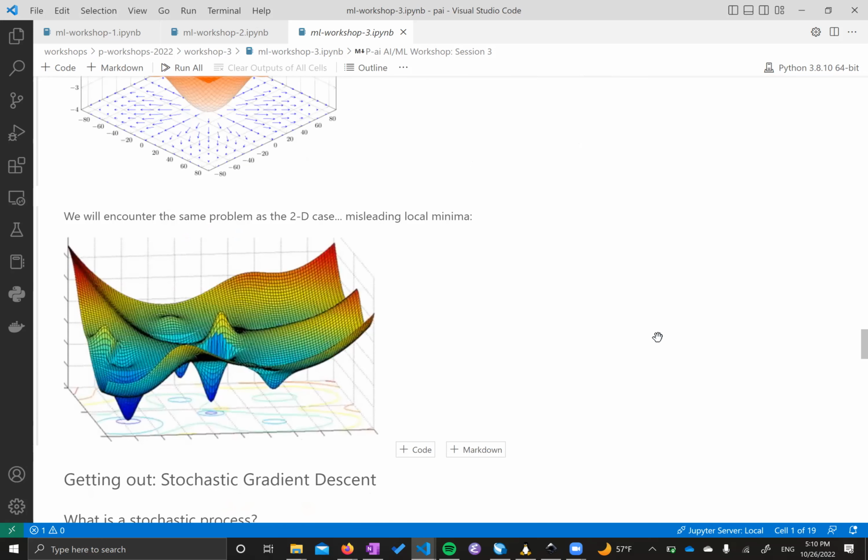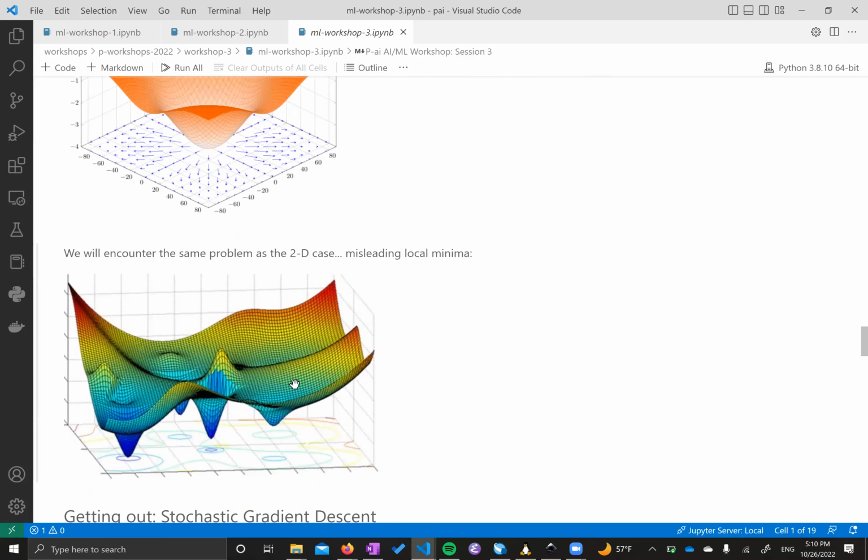But similar to the 2D case, as we talked about, you can encounter misleading local minima. You can fall into this hole, this hole, this hole. There's just a bunch of things you can fall into, and this makes life pretty hard for us. We have to come up with methods to try and escape this. We're going to talk about just two samples. There's actually quite a bit more out there, but these are the two I've picked.